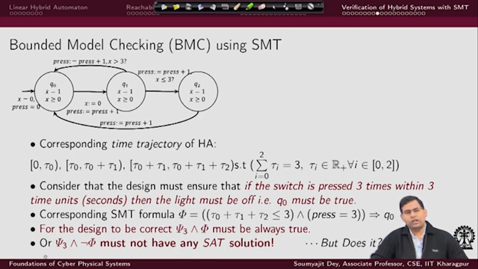So what I need to say is that this must not have a SAT solution. All I need to do is give the SAT solver this kind of formula as input, and if the SAT solver can give a sequence of value assignments, that means there is a possible path in the automata where I press the switch 3 times within 3 time units, and I do not land up in Q0. Well, that's how it works.